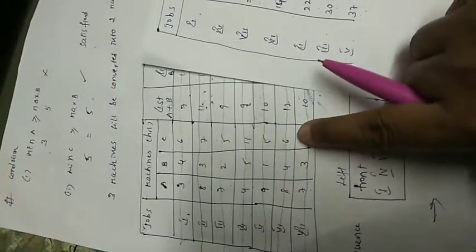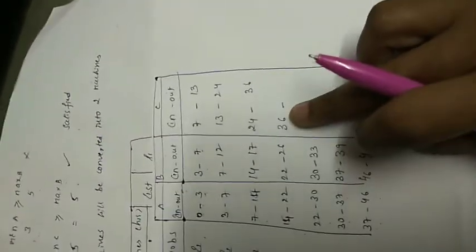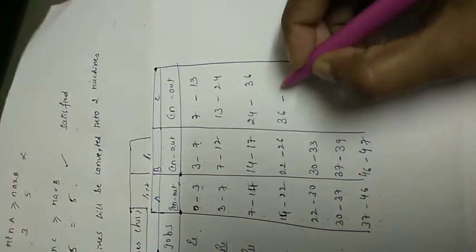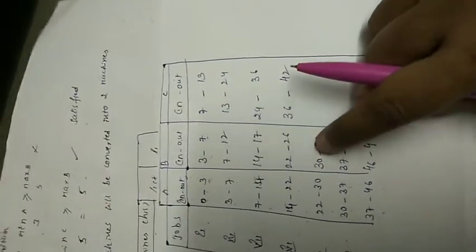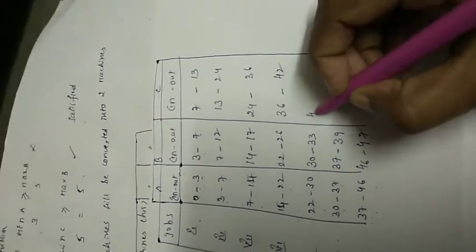Sixth job for C mission is 6. 36 plus 6 is 42. So 42 and 33, which is highest? 42 is highest.